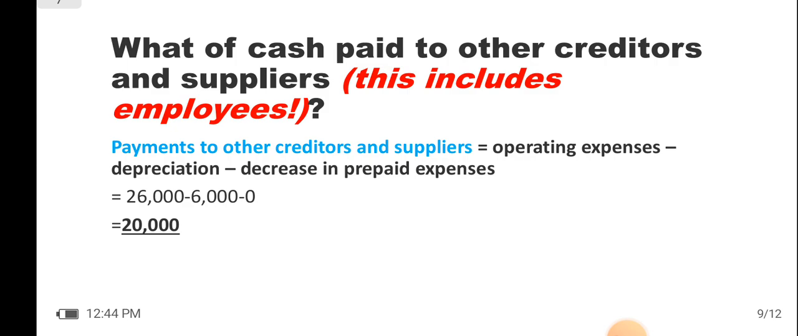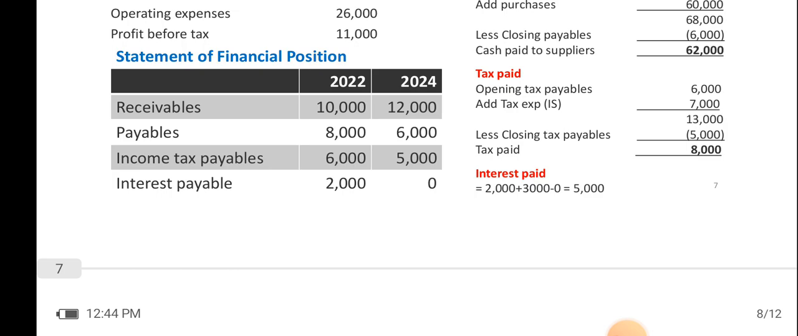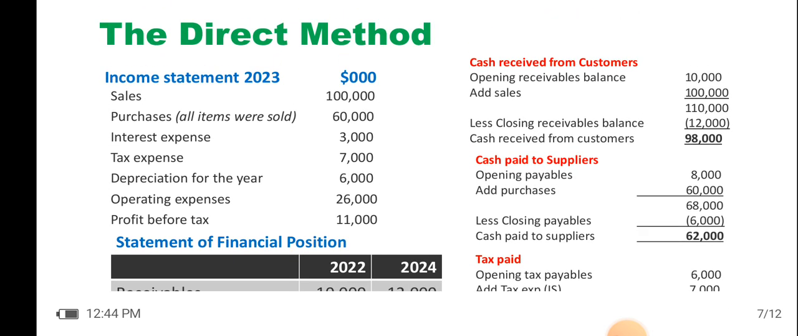So in this we just have to consider all those items other than interest and tax. The depreciation, amortizations and so forth, those ones have to be deducted. So payments to other creditors and suppliers is equal to operating expenses minus depreciation minus decrease in prepaid expenses. If we come back to our information here, we are told that the operating expenses were 26,000, and the depreciation charge was 6,000, right?